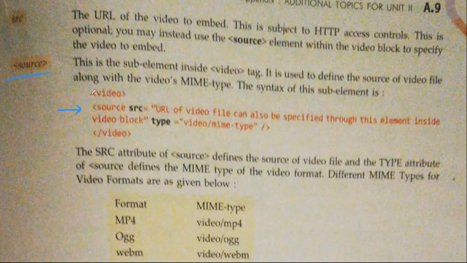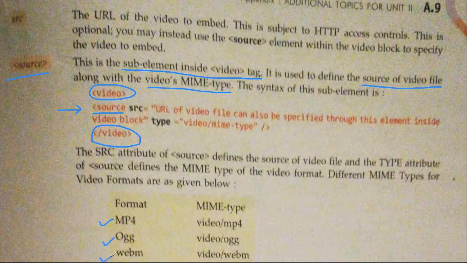वीडियो स्टार्ट किया, this is a starting tag of video and this is ending tag of video. Inside this we have source tag, so that is why it is called, this is a sub element inside video tag which defines the source of video file along with the video's MIME type. Let us see video formats कौन कौन से हैं. We have three formats, MP4, OGG and WebM. WebM बोलते हैं इसको. MIME type की values क्या क्या होंगी, video slash MP4, video slash OGG and video slash WebM.